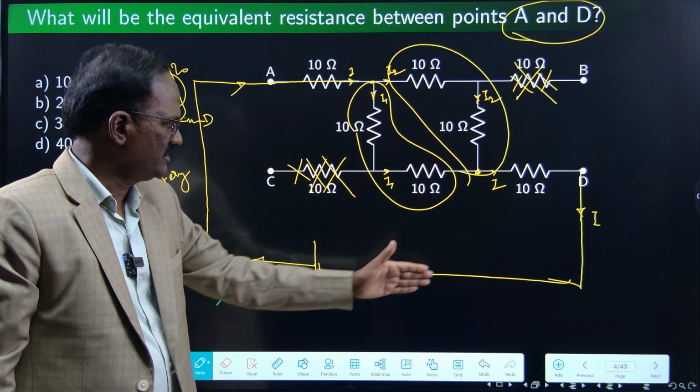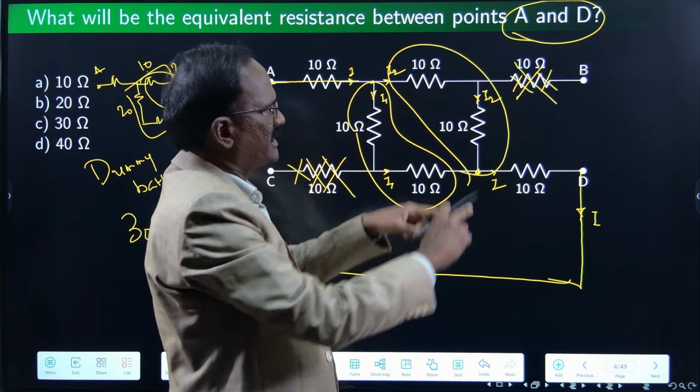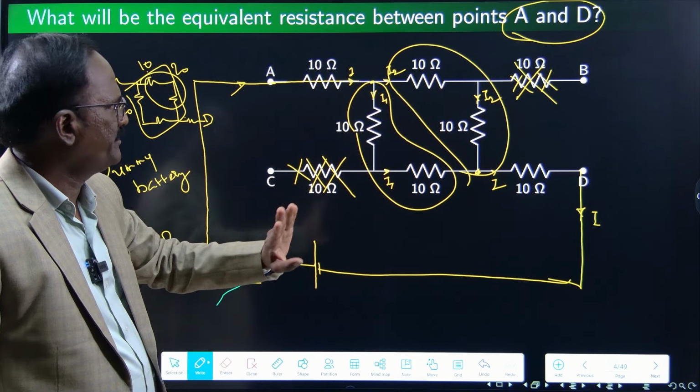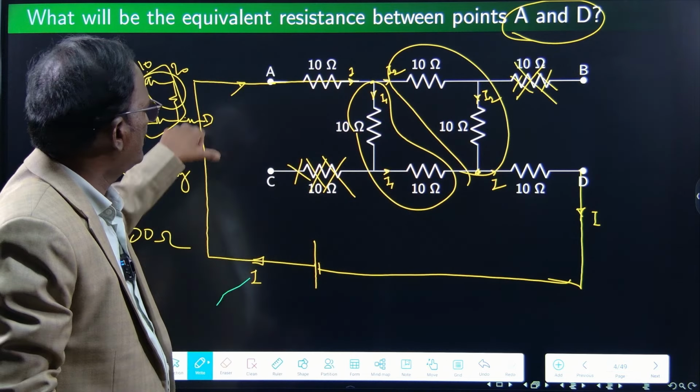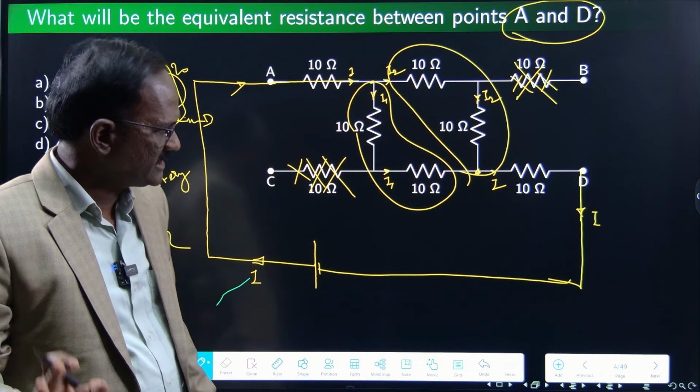So here you have to assume one battery is connected across which two terminals the question is asked. Right. A and D means you must assume through A current enters, through D it leaves. Right. That is the idea.